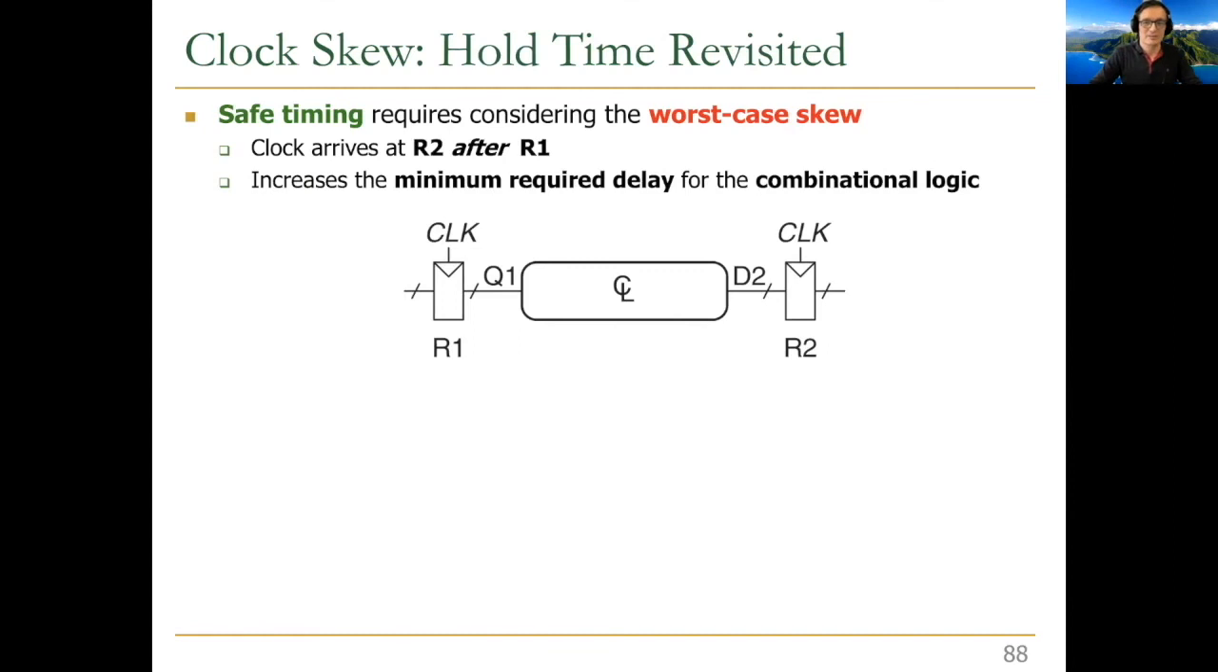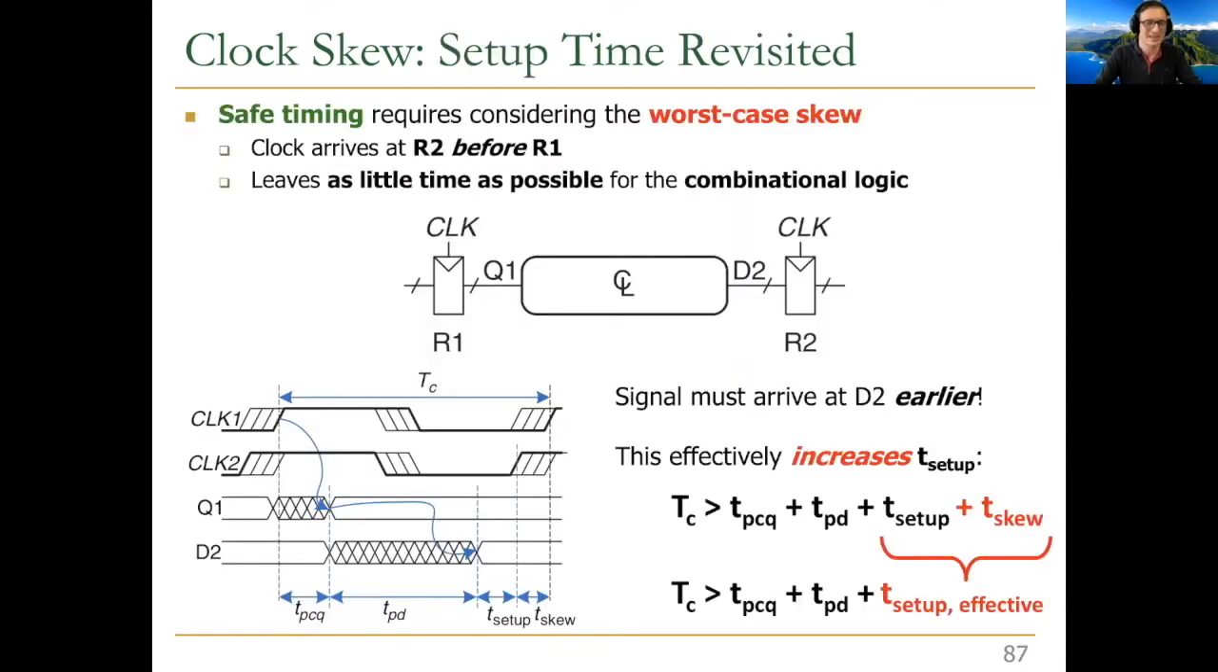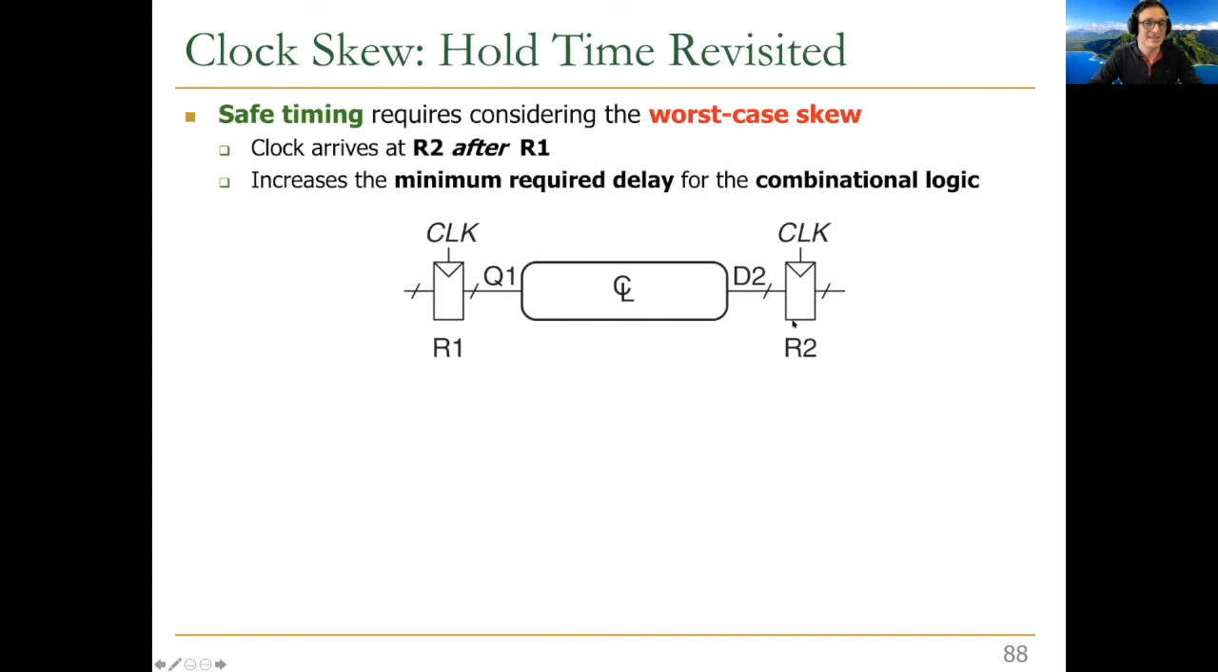Now let's take a look at the hold time. And this is basically what I just said earlier. If the clock arrives earlier over here, then hold time will become problematic, right? So basically, safe timing requires considering the worst case skew again. Clock arrives at R2 after R1. That's the worst case over here.